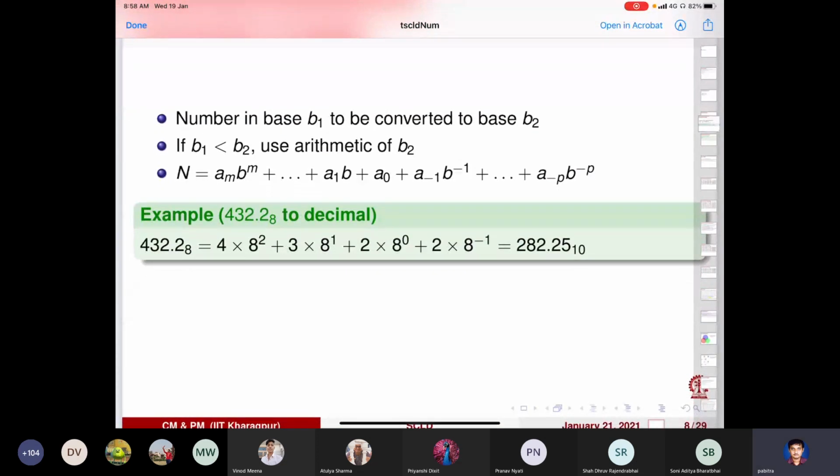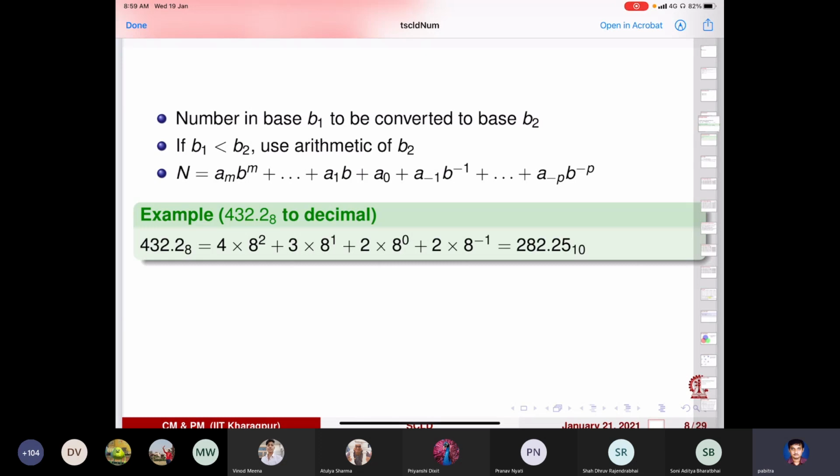What I'm basically doing is just expanding 432.2 base 8 using decimal arithmetic, using base 10 arithmetic. So I have just multiplied 4 into 8 square, 3 into 8 to the power 1, 2 into 8 to the power 0, plus 2 into 8 to the power minus 1. I have just done that, nothing else. So binary to decimal or octal to decimal, these are very simple. You just write down the expansion and compute it in the higher base, the decimal base in this case, and you get the answer.